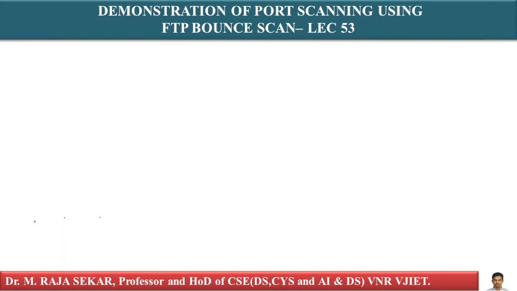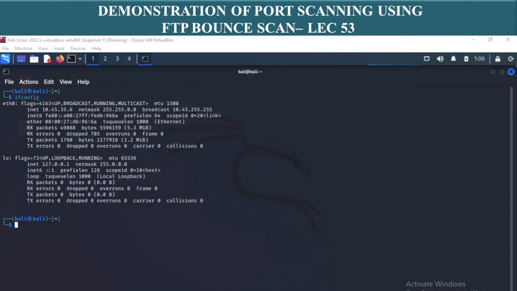In this lecture, we will try to understand a demonstration of port scanning using FTP bounce scan. Using FTP bounce scan, we can check if the target system is having any anonymous FTP server such that we can do some data transfer. For FTP bounce scan, the -b option is used.